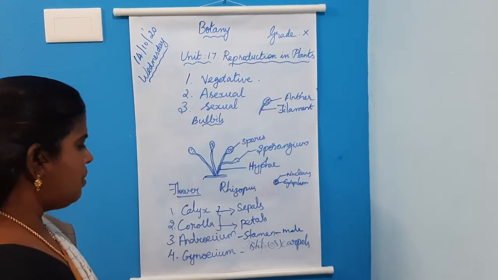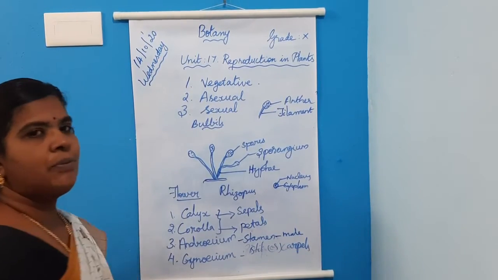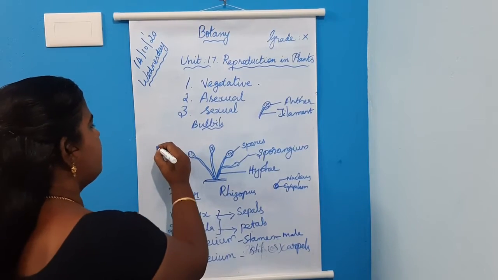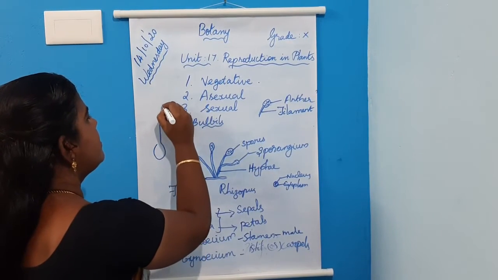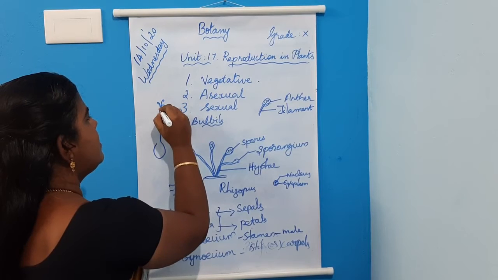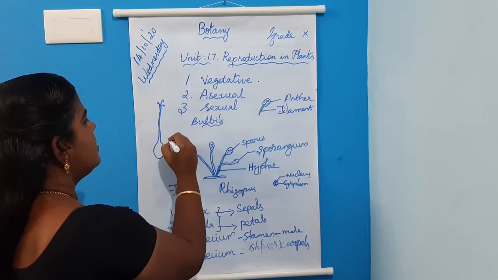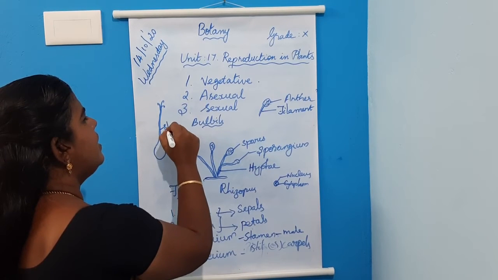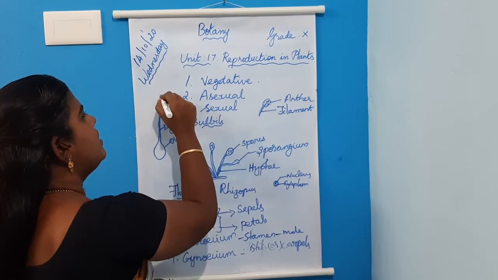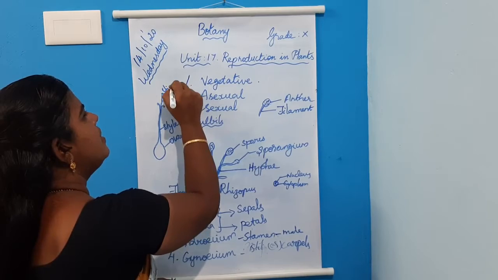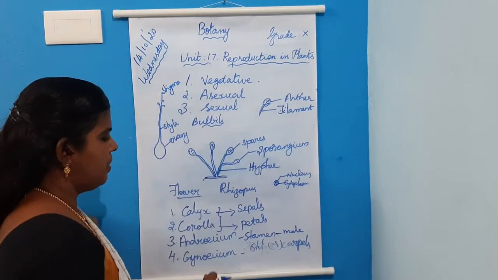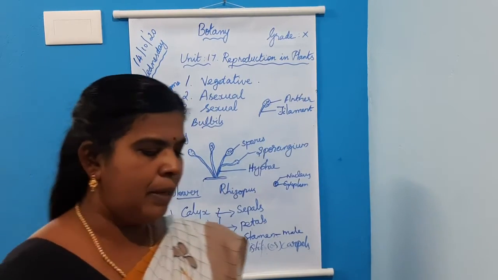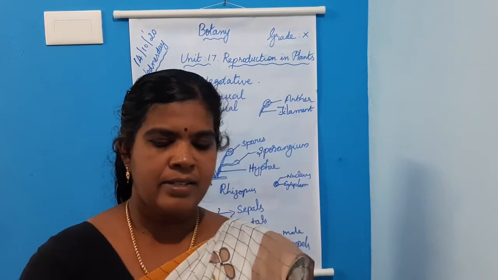Gynoecium is the female part of the flower. It consists of ovary, style, and stigma. These are the parts of gynoecium. Gynoecium is the female part of the flower.